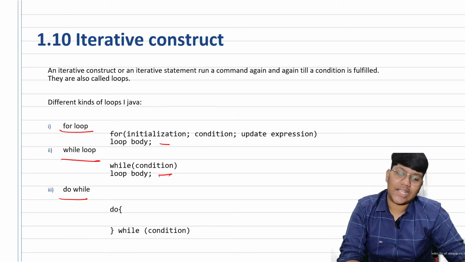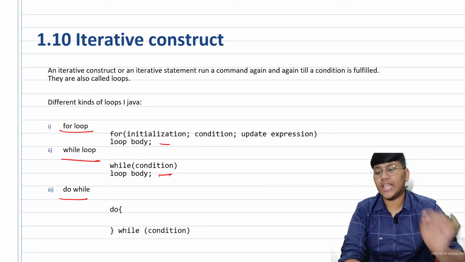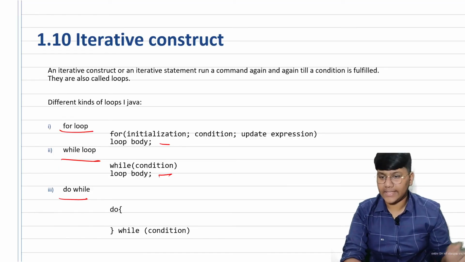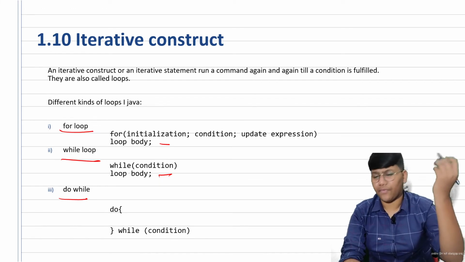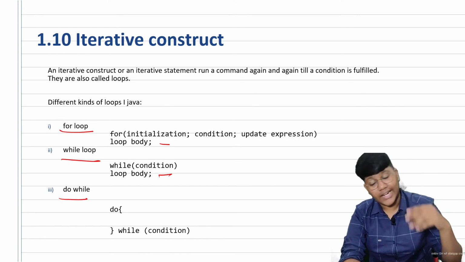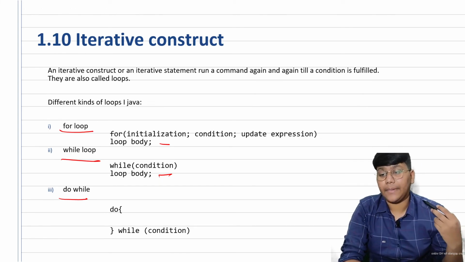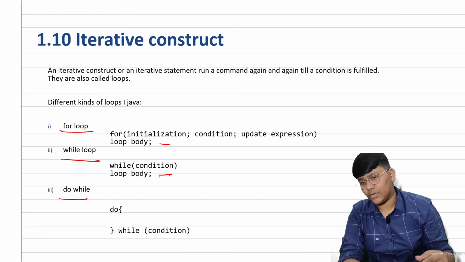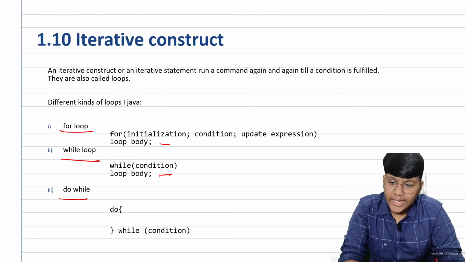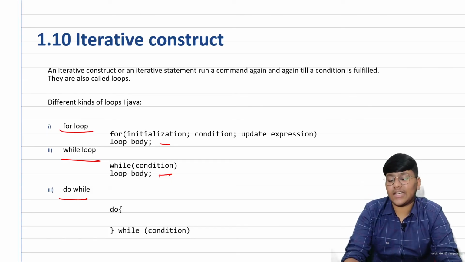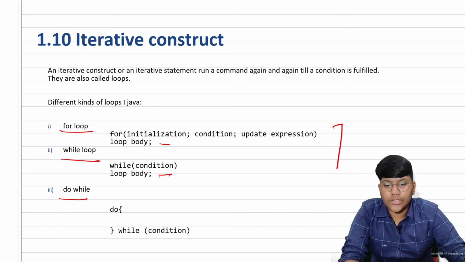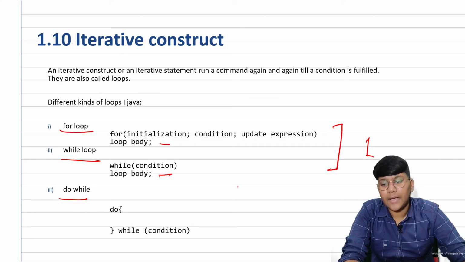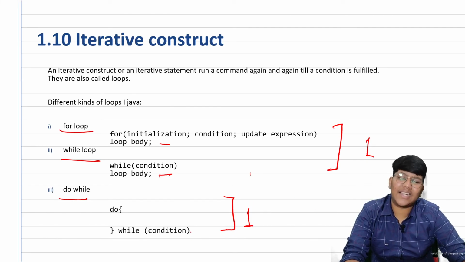In for, initialization, condition and update expression have to be mentioned together. In while, the condition has to be mentioned, initialization has to be done before the loop, and update expression has to be done inside the loop. In do while, the condition is at last, so the body will run at least once, because the condition is at last.